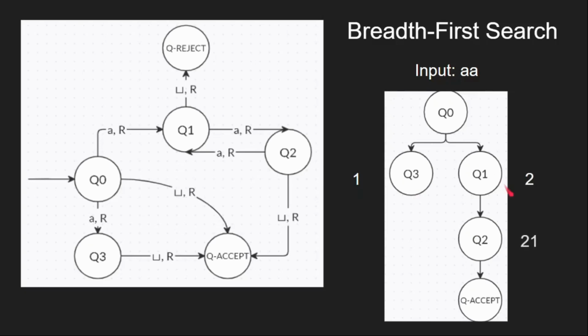We add digits based on which numbered decision we took to get to each node. So this node, we make decision 2 and then decision 1. It doesn't matter if there's only one decision, we still count it as 1. So then this node's location is 2, 1.